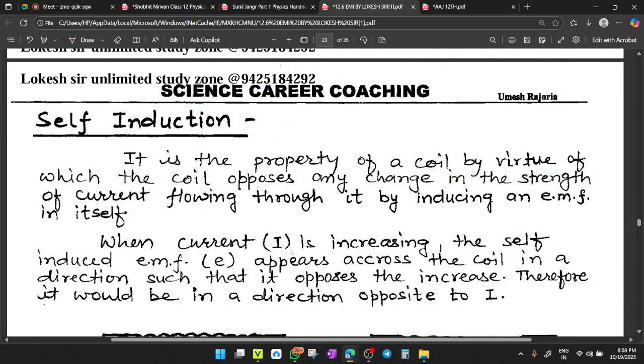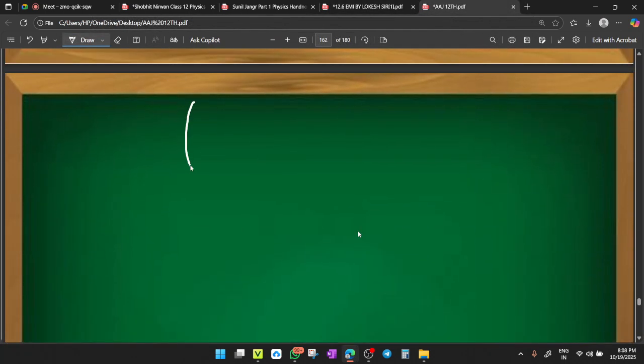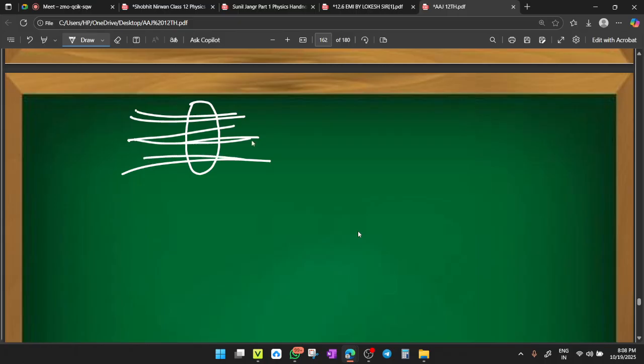Okay, students. Now moving to our last topic of this chapter, that is called self-induction. What do we mean by self-induction? See here, in self-induction, what is going to happen? As we know, if you change the flux through a coil, by changing the amount of flux with respect to time, you will have an induced EMF, right?